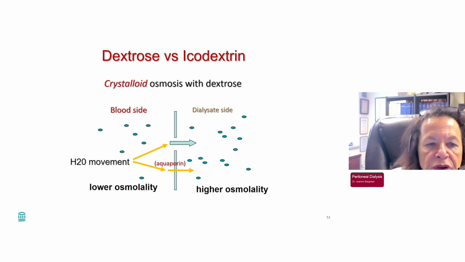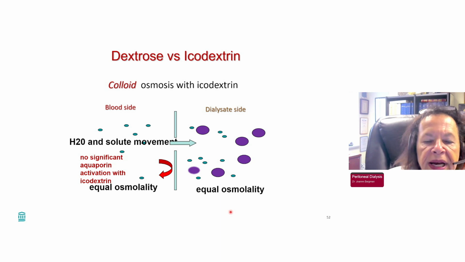So back to dextrose for a minute. This is crystalloid osmosis with dextrose. You get activation of the aquaporins. So we know that about 50% of the water of the ultrafiltration goes through the aquaporins and about 50% through the small pores. Whereas with icodextrin, because it is isoosmolar, it doesn't activate the aquaporins. So the only ultrafiltration that is occurring is through the interendothelial cell pores, and that is relatively isonatric water and sodium removal across here.